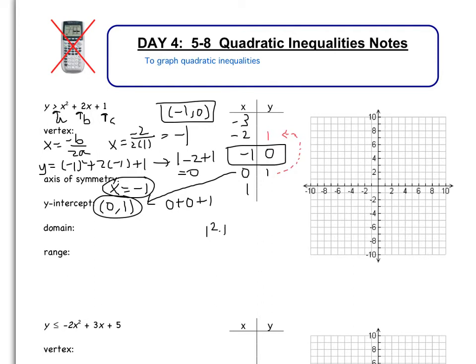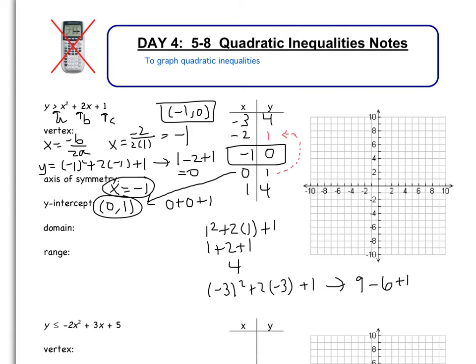So I have 1 squared, add 2 multiplied by 1, add 1. So this is 1, add 2, add 1, which is 4. So 1 comma 4 is a point. Just to make sure that I'm right, I'm going to substitute in negative 3 also. Because of the symmetry of a parabola, I should also get positive 4, but let's see. So I have negative 3 squared, add 2 multiplied by negative 3, add 1. Negative 3 squared is 9, so I have 9 subtract 6, add 1, which again gives me 4. And now I'm ready to graph.